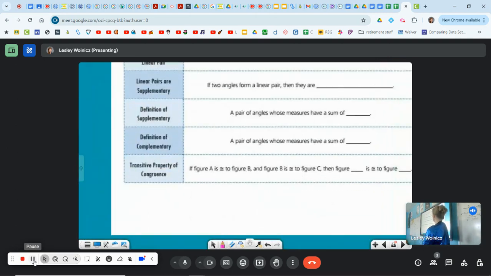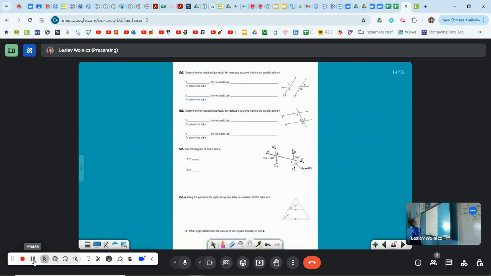Okay, and then we know that the transitive property of congruence, if we know that A is congruent to B and B is congruent to C, then A is congruent to C. So this is just to help you organize your proofs and theorems and postulates and all that fun stuff, it's in one list and you don't have to look back through your entire set of notes. So you're welcome. Okay.